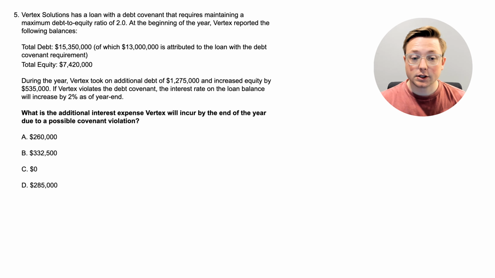During the year, Vertex took on additional debt of $1,275,000 and increased equity by $535,000. If Vertex violates the debt covenant, the interest rate on the loan balance will increase by 2% as of year end. So with all that information, if they did violate the covenant, what is the additional interest expense that they're going to have at the end of the year? So pause this video. Again, I don't think these are too difficult of questions. I'm just trying to familiarize you with what you might see on test day. So pause the video, come back when you're ready, and we'll look at the answer together.